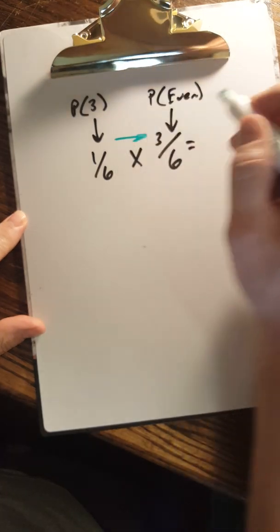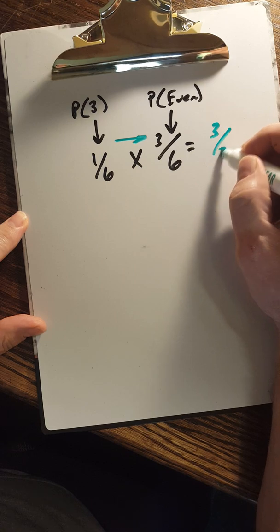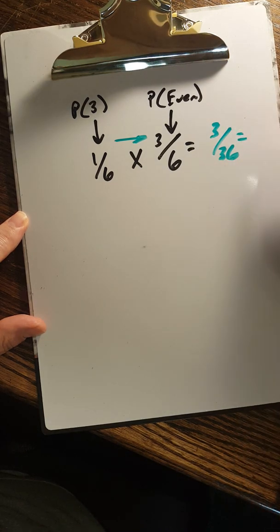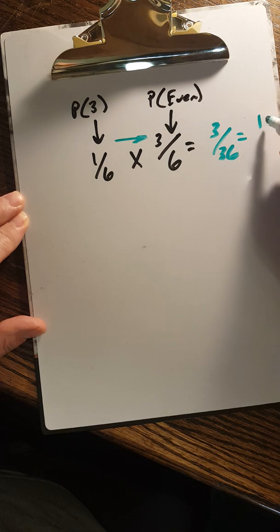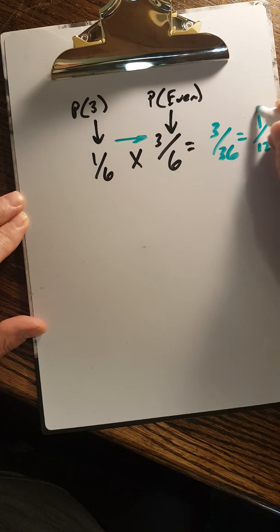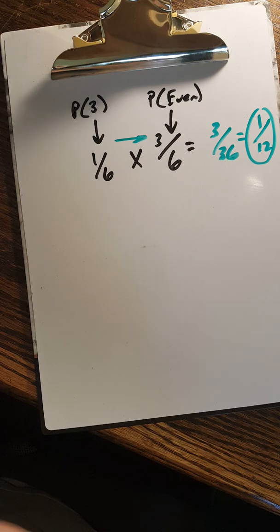Okay? 1 times 3 is 3. 6 times 6 is 36. And 3 goes into the top and the bottom. It goes into the top 1 time, and into the bottom 12 times. So 1 out of 12 is the probability of rolling a 3 and then rolling an even number. That's independent events.